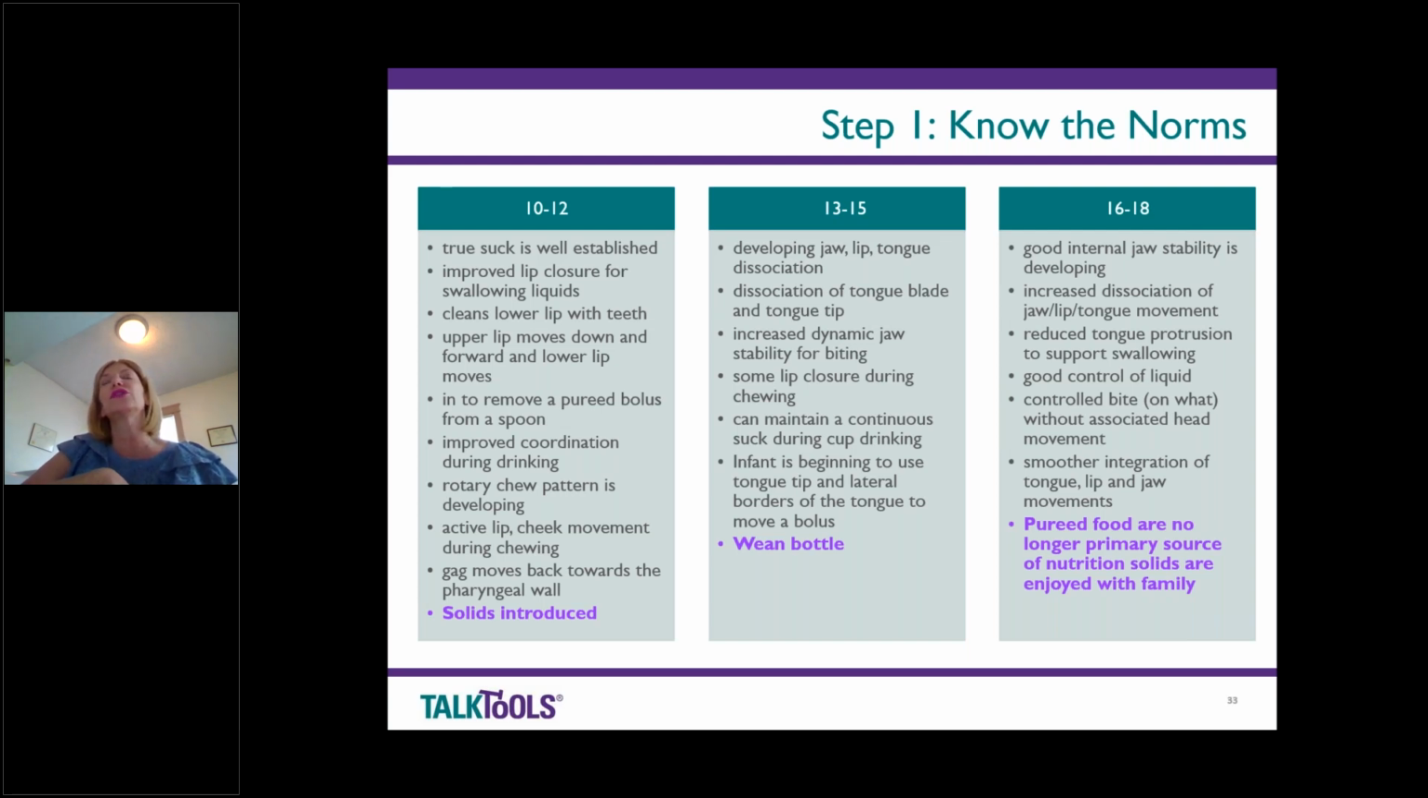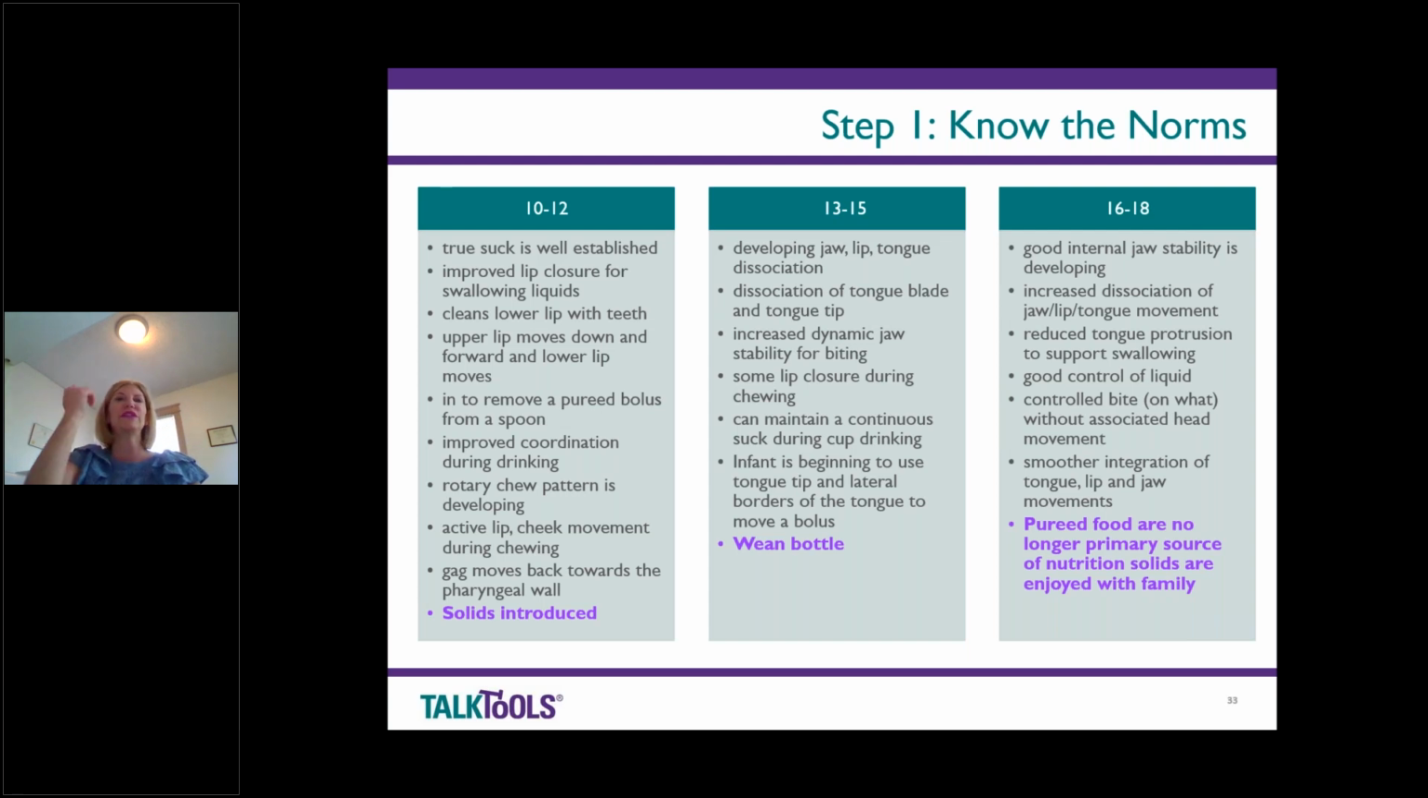There is a lot of emergent research now. Parents are really leaning more towards baby-led weaning, where they're giving a lot of table foods early on, and that can be really helpful as well. But at 10 to 12 months, the true suck is developed. It's easy to remove the purees from the spoon now, and there's that rotary chew pattern. So at 4 to 6 months, baby is doing just an up and down, but by 10 to 12 months, the tongue becomes integrated and there's more of a rotary pattern.